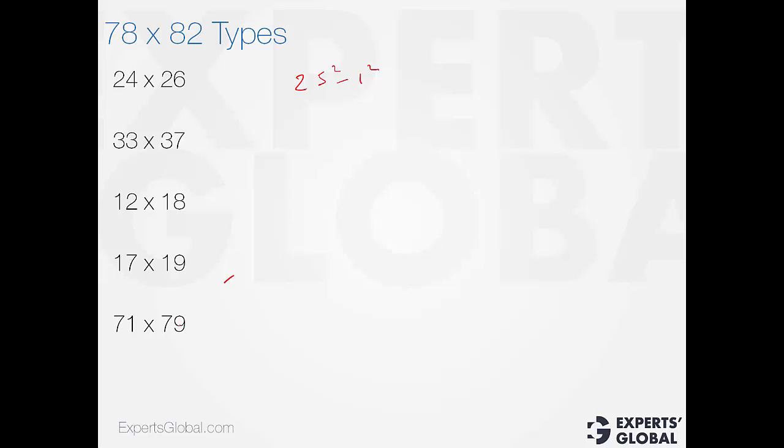This is 75 square minus 4 square, that is... 25 minus 16, that's 15. Sometimes I miss it. 75 square is 5625 minus 4 square, that's 16. 5625 minus 16 is 5609. 95 square minus 3 square, that's 9025 minus 9, that's 9016.